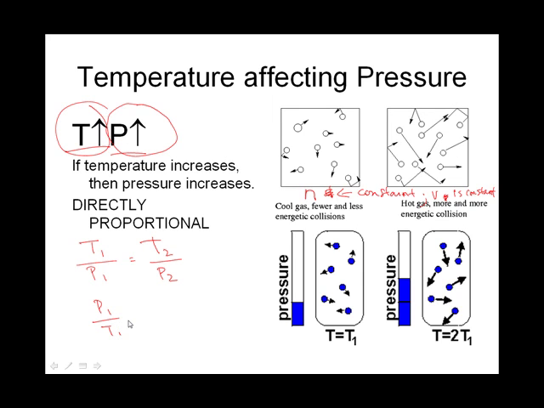You could write it as T1 over P2 over T2, and the reason why is because we're just doing proportions here, and so either one will work perfectly fine.